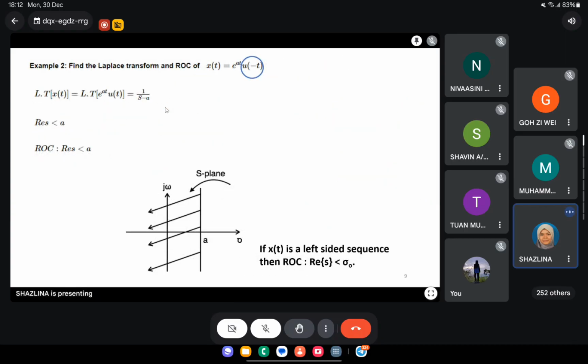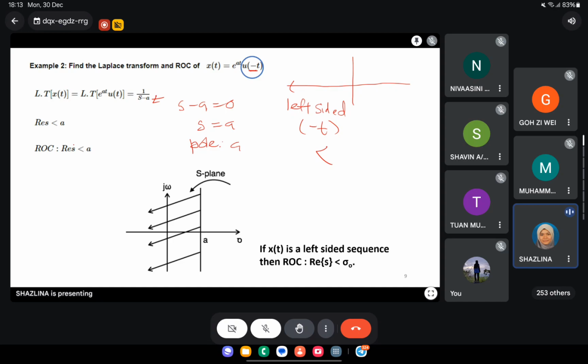Second example. Now, find the ROC and Laplace transform of x(t) equals e to the power of A t, u of negative t. So this is a negative t, meaning it is left-sided, because the t is negative. So remember the rule, if it's negative, meaning it has to be smaller. First, find the pole. Pole refers to the denominator. So S minus A equals 0, S equals A. So the pole here is A.